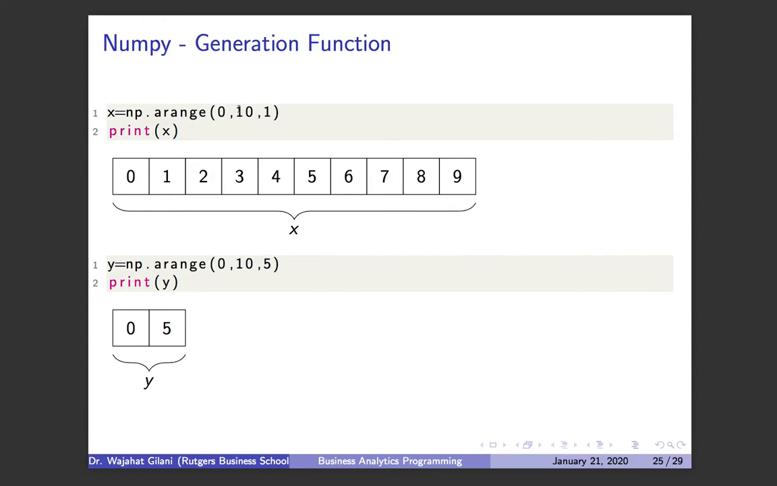Again, the second value here is exclusive. It'll allow you to grow the numpy array up to the number right below it. That's it.